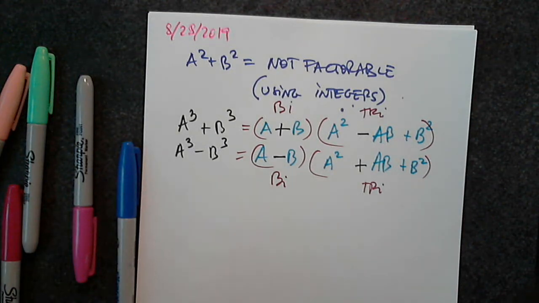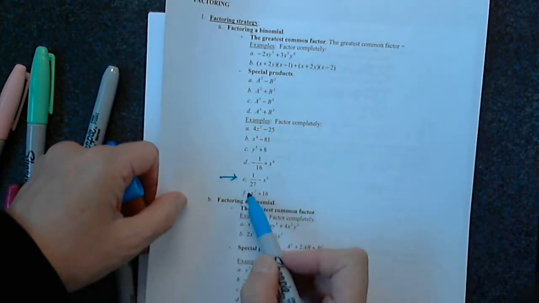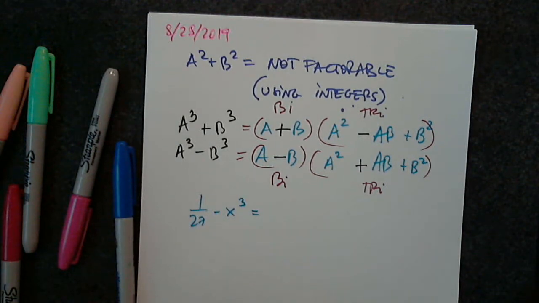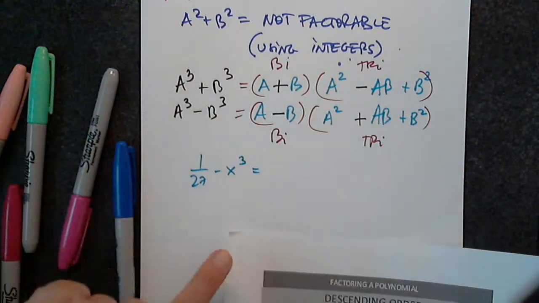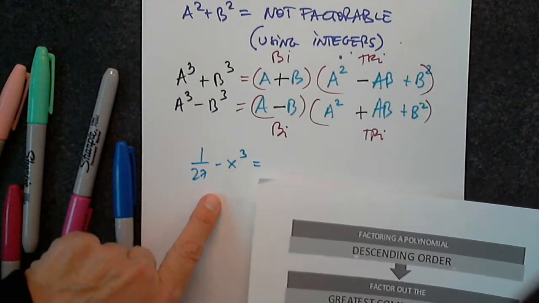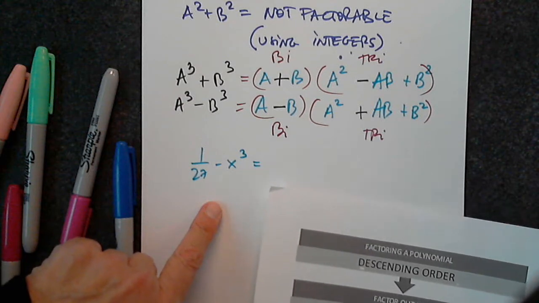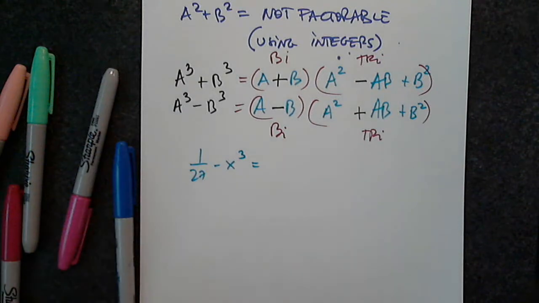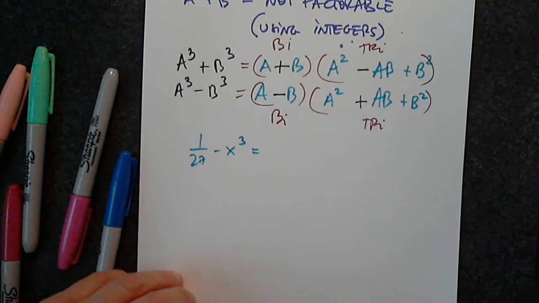So let's take a look, back to the handout, let's look at E. 1 over 27 minus x cubed. Remember the strategy, please do not skip. I'm asking myself what type of polynomial is it? And the answer is binomial. Is it in descending order? No. Very good. Awesome. So how do I rearrange it in descending order?